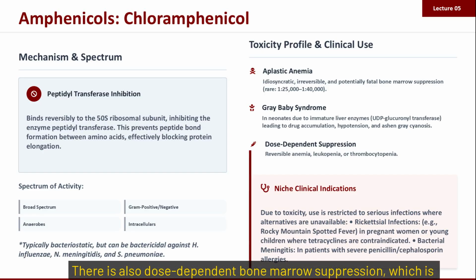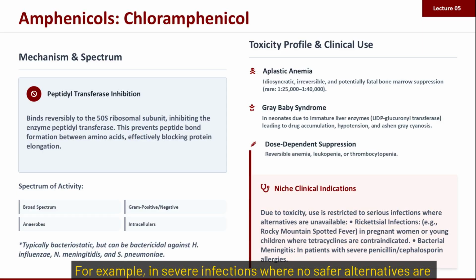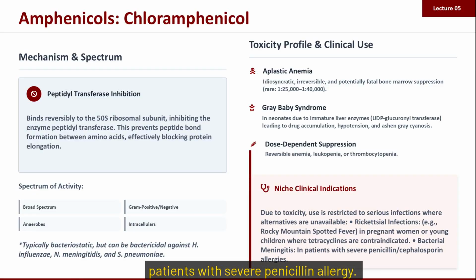There is also dose-dependent bone marrow suppression, which is reversible. This can cause anemia, leukopenia, or thrombocytopenia. Because of these toxicities, chloramphenicol is now used only in specific situations. For example, in severe infections where no safer alternatives are available, such as certain rickettsial infections, or meningitis in patients with severe penicillin allergy. So the key idea is, chloramphenicol blocks peptidyl transferase on 50S → very broad-spectrum → but severe toxicity, aplastic anemia, gray baby syndrome, limits its use to special cases only.